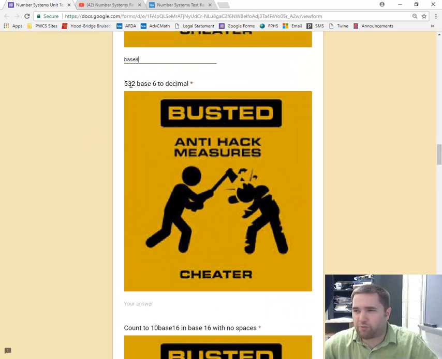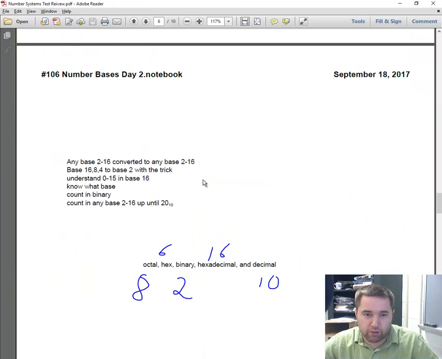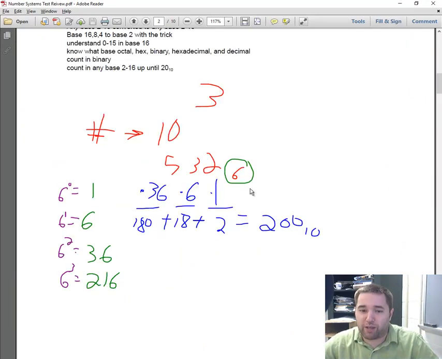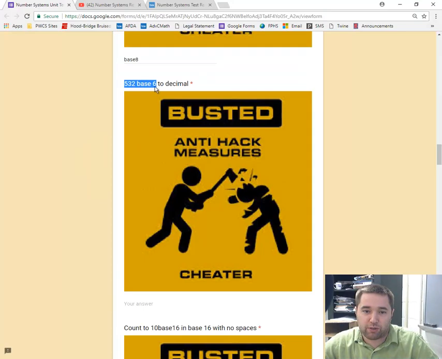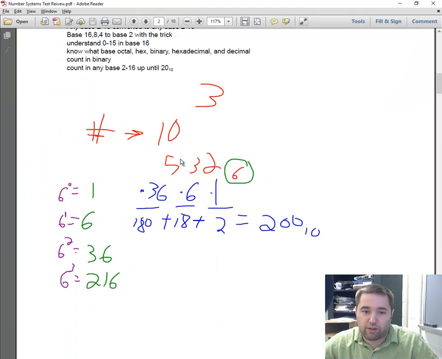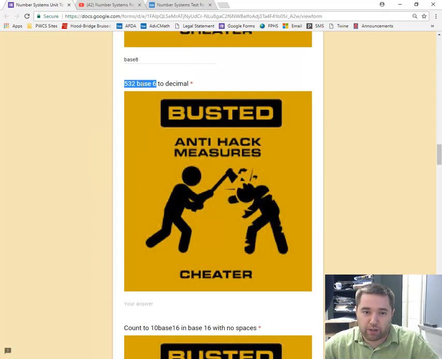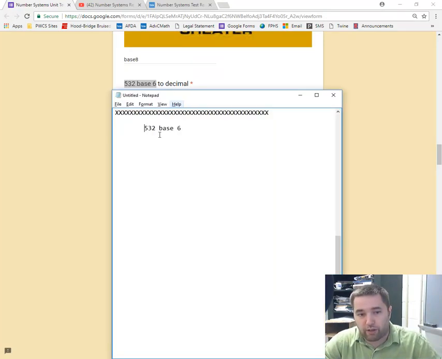Next one. So that's what, 4 questions now, straight from the review to the test. 532 base 6 to base 2. To decimal, sorry. 532 base 6 to 10. And the question is 532 base 6 to decimal, base 10. So in order to convert this, it's base 6. So what this means is we spread out this.